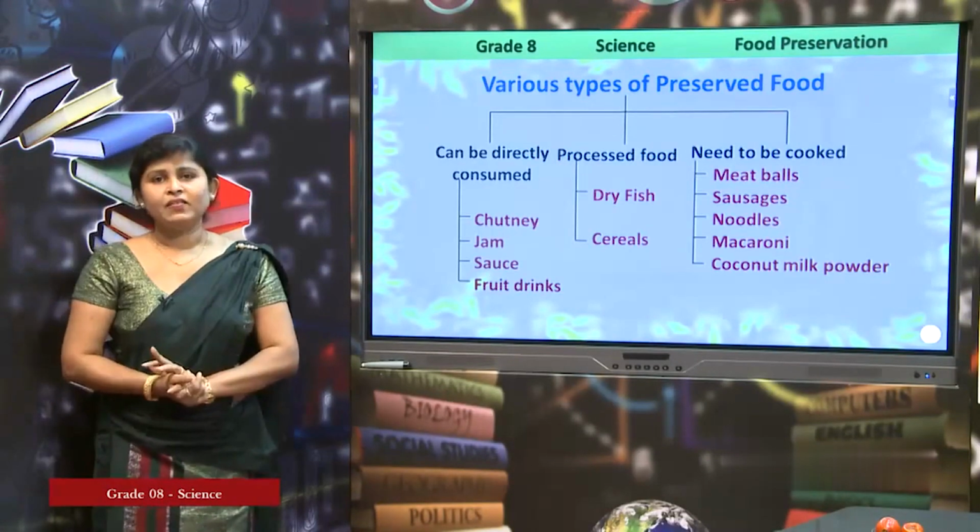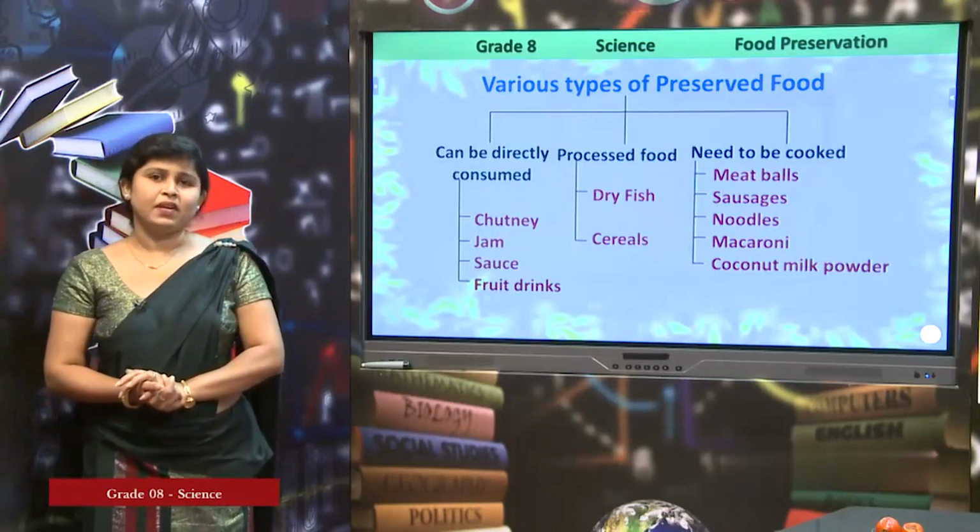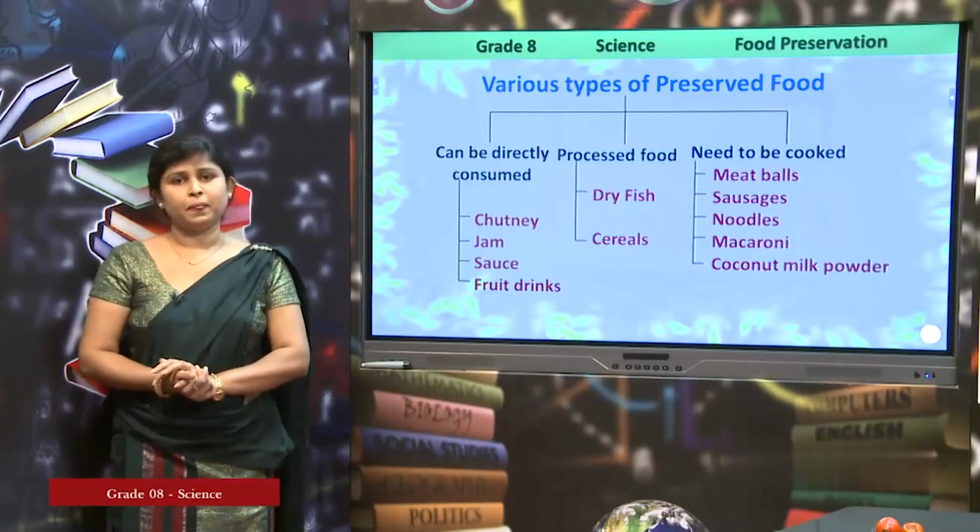Right. In our day-to-day life, we use different types of preserved food. Right? You may have experiences. Then some food items can be directly consumed. We can open the lid and then we can have it. But there are certain food items need to be prepared. They need an instant preparation. And there are certain type of food items, they need to be cooked. Although they are preserved, we have to cook them and eat.